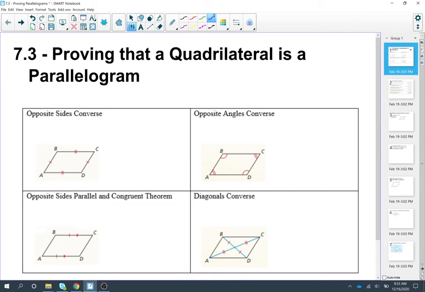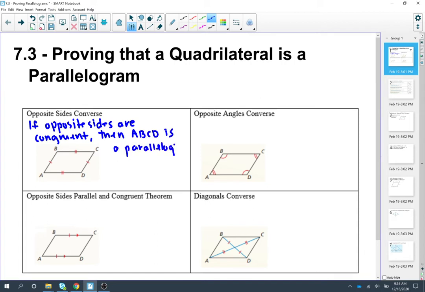So we're going to say, well, if the opposite sides are congruent, then we can conclude, or we can prove from that it is a parallelogram. So we're going the other direction. So the opposite sides converse says if opposite sides are congruent, then we can conclude that ABCD is a parallelogram. That's the opposite sides converse.